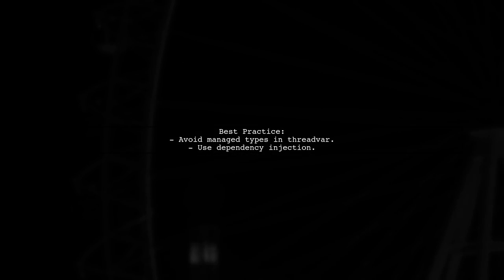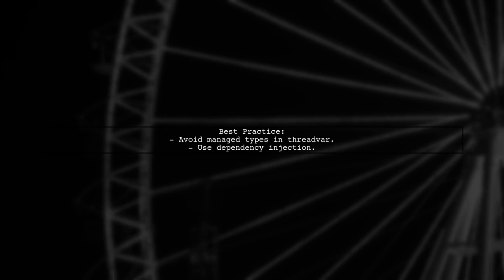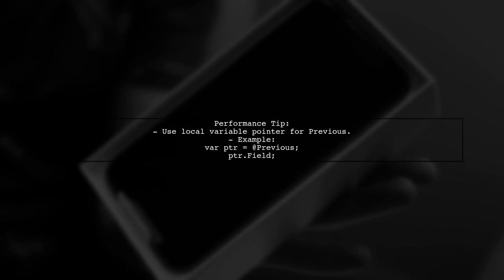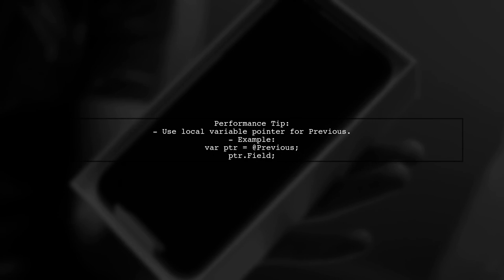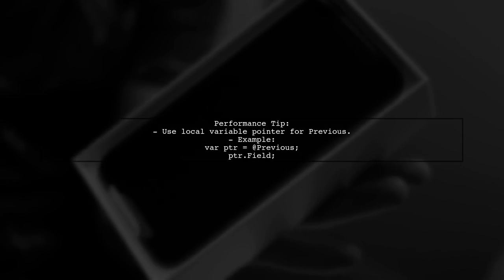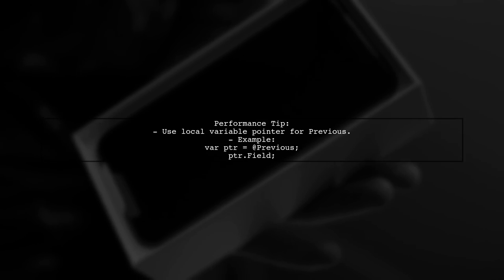It's recommended not to store managed types in Threadvar. Instead, consider using dependency injection at the constructor level. Accessing members of previous can slow down performance. To improve this, use a local variable pointer or the with statement for better efficiency.